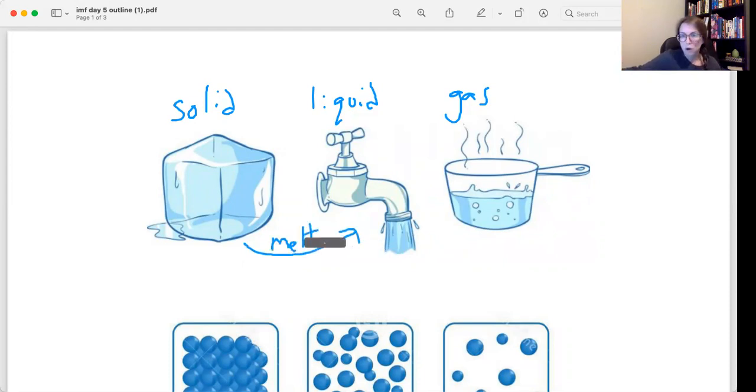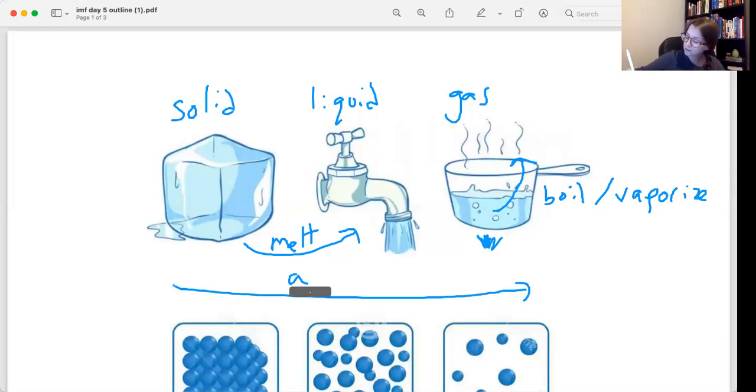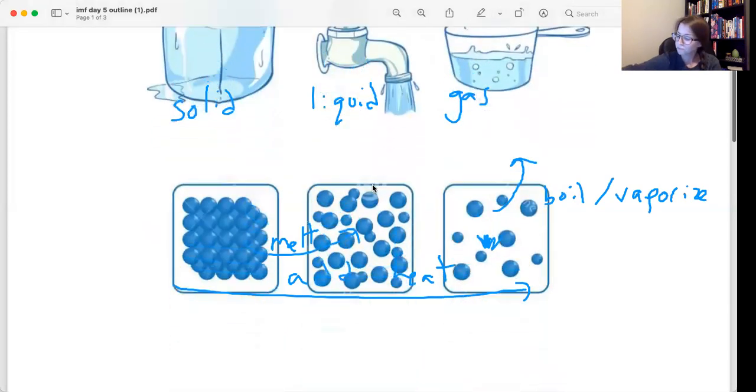How do you have liquid water turn into steam or gaseous water? You add heat, right? You can pretend there's a little flame here. You add heat and it will boil or vaporize, which is the term we actually prefer. So to go from a solid to a liquid to a gas, what we see happening as we add heat is the phase changing.